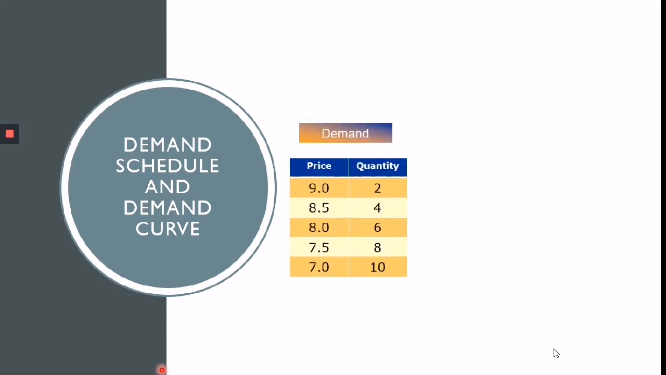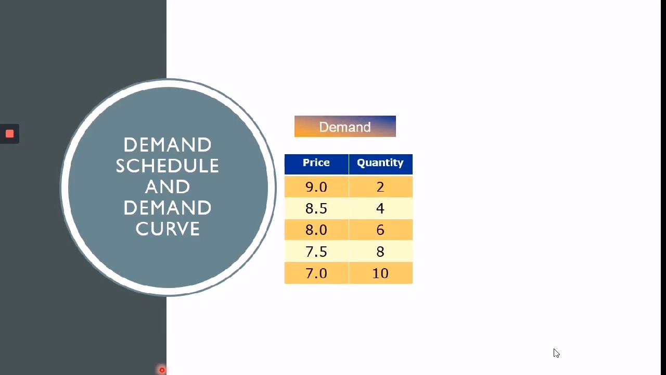So how do we draw the demand curve? Let's look at the demand schedule. Here is an example of a demand schedule. At a price of 9 ringgit, the quantity demanded is only 2 units. At a price of 8 ringgit and 50 cent, the quantity demanded for this product is 4 units. While at a price of 7 ringgit, the quantity demanded for this product is 10 units.